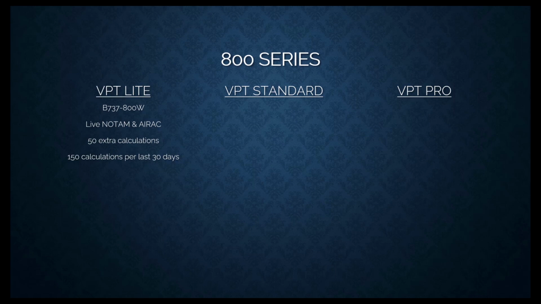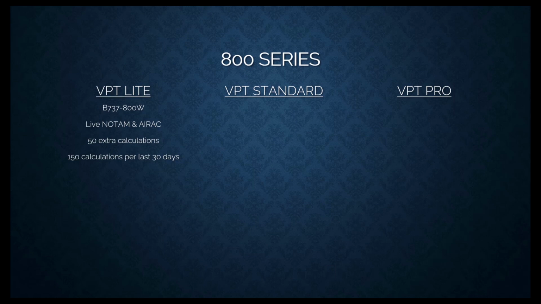All the calculations are exactly the same among all the subscriptions. So that's something very important. You have access to exactly the same stuff, except some extra features around the calculation. But the calculations themselves will be exactly the same. So the VPT Lite will limit you to 150 calculations per last 30 days. That means it's recommended for occasional users, beginners that don't fly that much. So it's a nice access, I'd say, to a tool for a pretty low price.